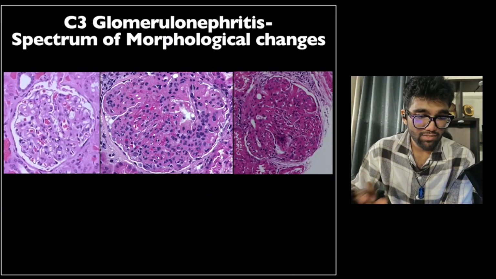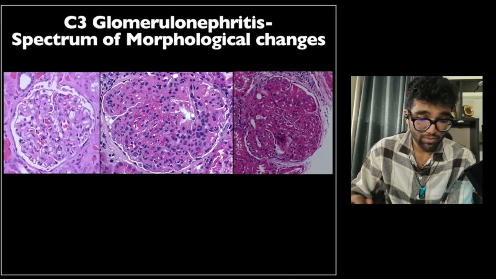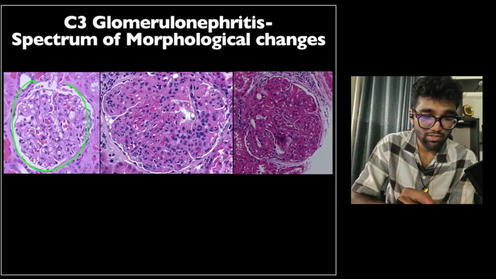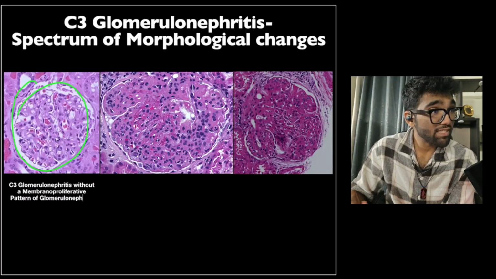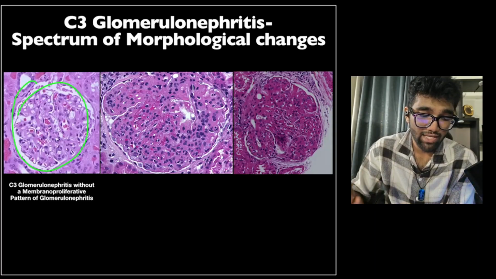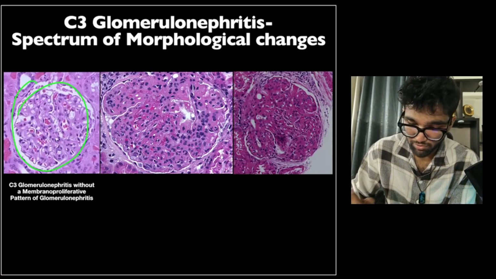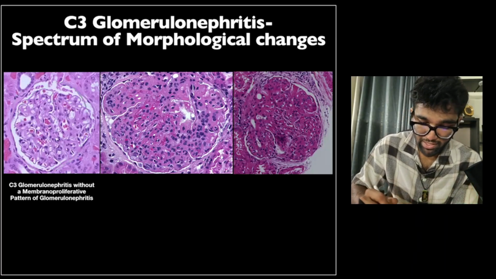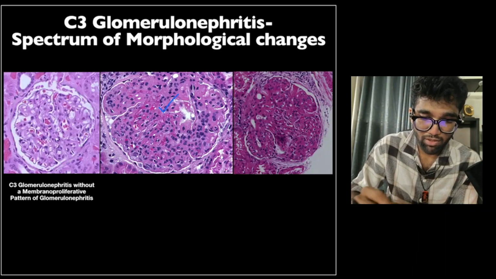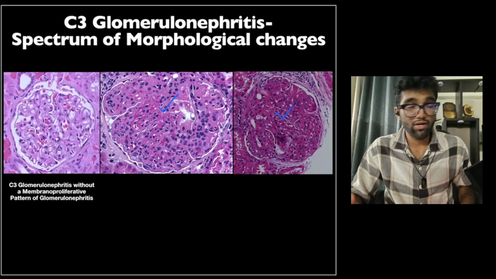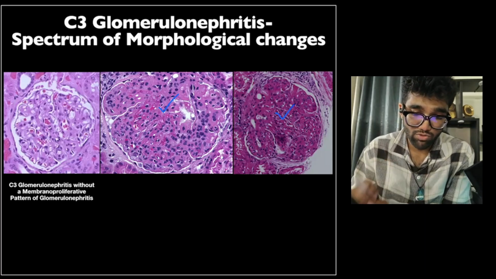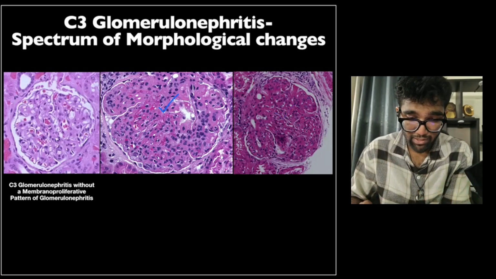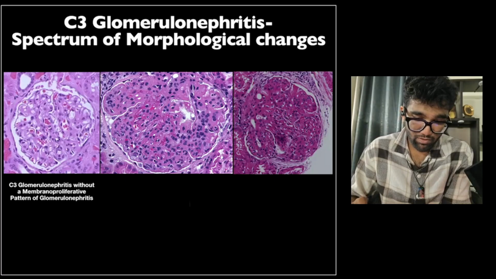Now, these are three glomeruli that I've shown. The first glomerulus is a normal glomerulus. Okay, so that's a normal glomerulus. This would be a C3 glomerulonephritis without any membranoproliferative pattern of glomerulonephropathy. These two glomeruli here are clearly not normal. There is a very prominent lobularity. They seem very busy. There are a lot of cells that have infiltrated into the glomeruli. Okay, now, so these are different.